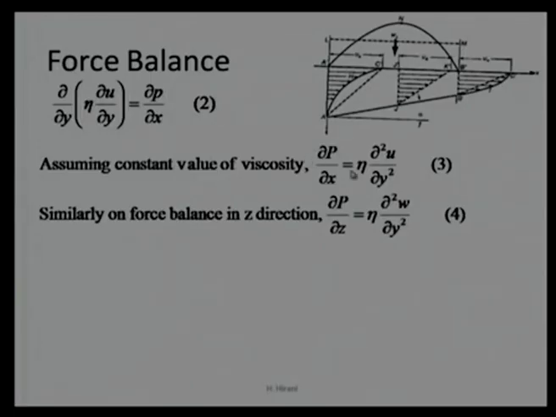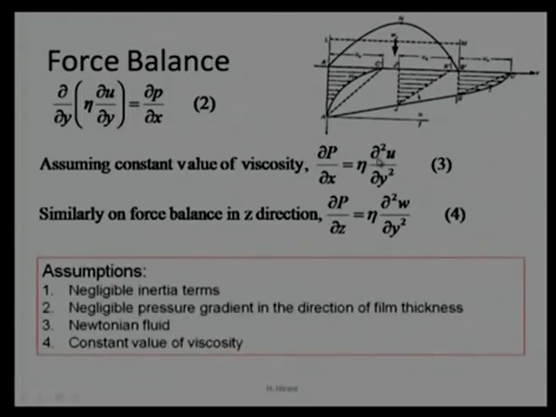Similarly, the way we have done in the x direction, a similar force balance can be done in the z direction also. The equation will be: pressure gradient in the z direction is equal to viscosity, assuming there is no change in viscosity in the x or z direction, times the second order velocity gradient. There is a velocity u in the x direction, velocity w in the z direction, and y is the direction of film thickness, where this velocity gradient is acting.